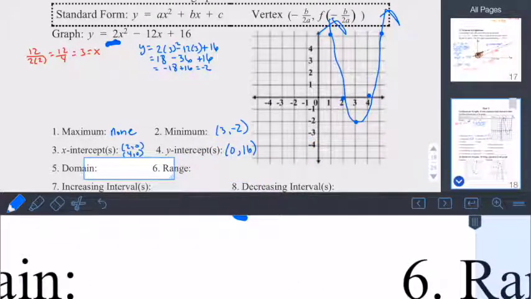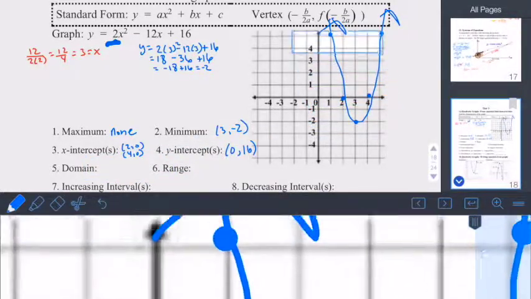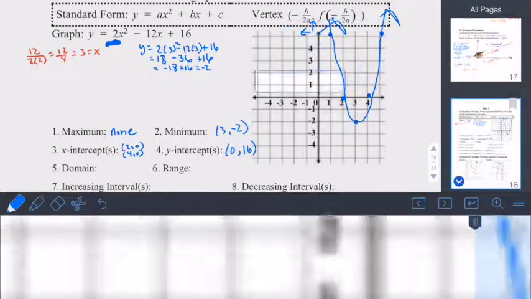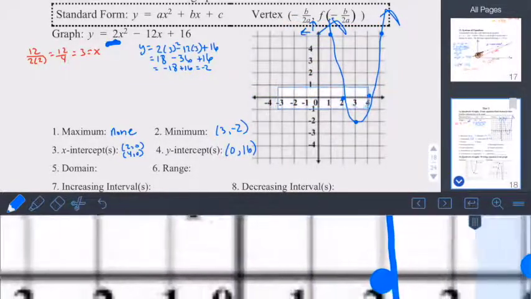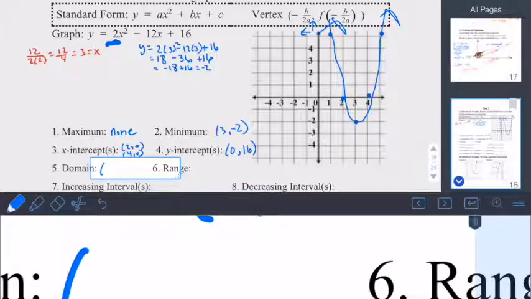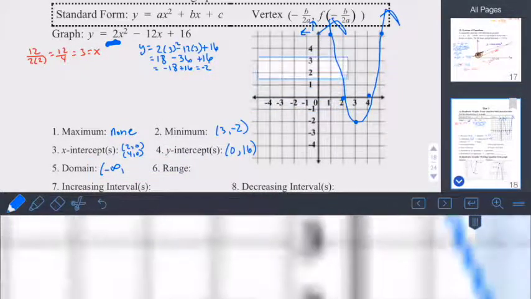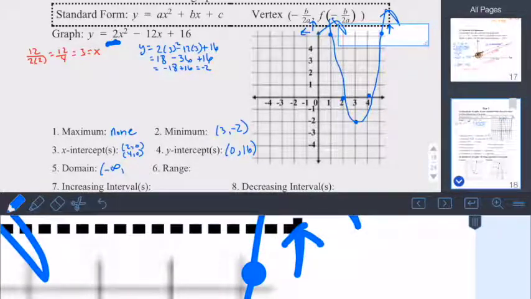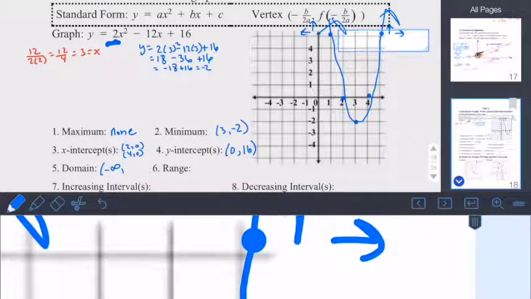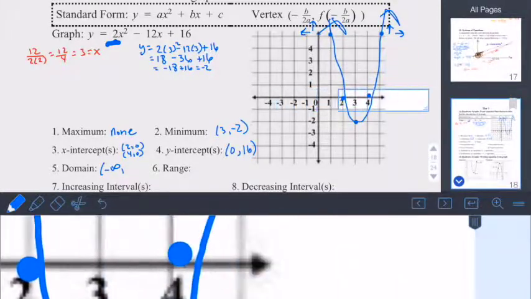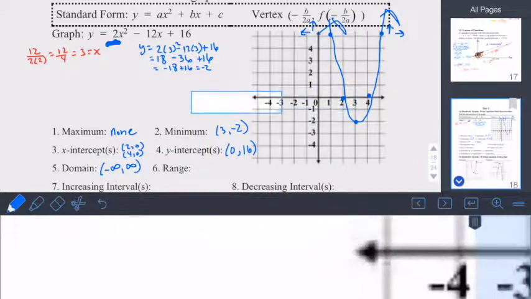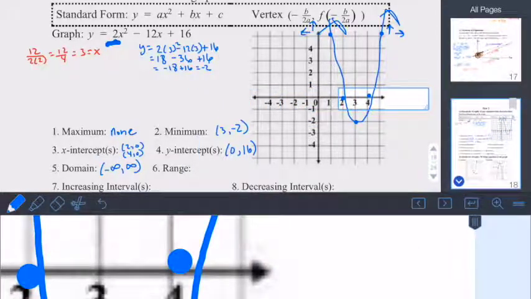My domain is all possible x values. Well, you can see that it goes up forever and to the left forever. So every single x value is going to be hit because of that left. So from negative infinity, and then we're going to go forever and ever up and to the right. So we know that every x value is going to be hit until infinity. So from negative infinity to positive infinity is our x values.